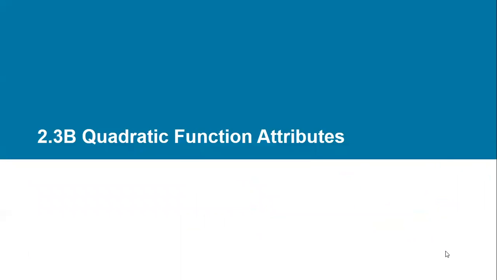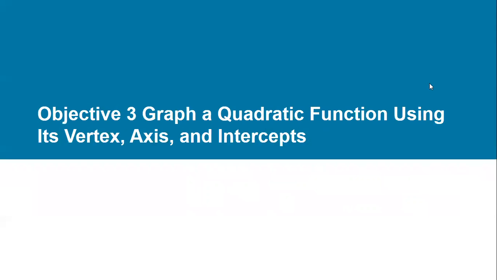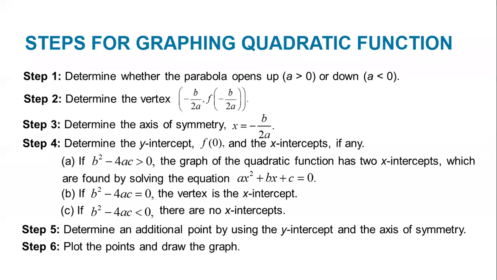All right, we're here today at 2.3b, which is example 3. Are we all caught up? Okay, the objective here should say objective 3: graph a quadratic function using its vertex, axis, and intercept. All right, here we go. So I was a very kind teacher and I typed all the steps out for you so you don't have to write them.